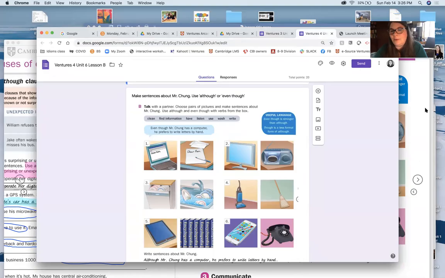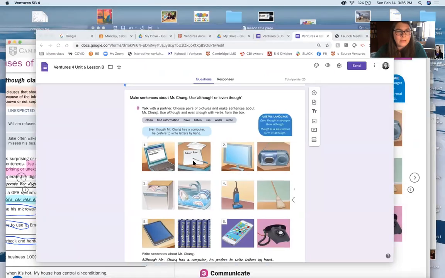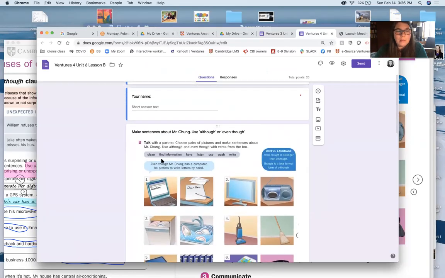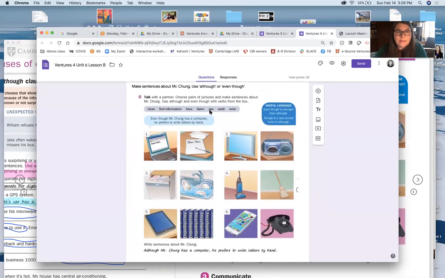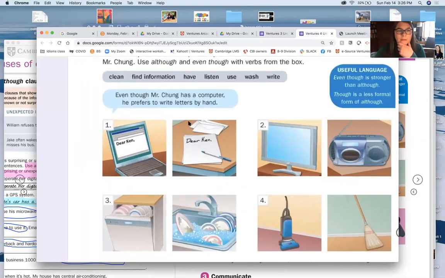Okay. So this right here with the computer and the paper, this is all about Mr. Chung. I put this in the Google picture for you. Make sentences about Mr. Chung. Use although or even though, okay? So it says to use some of these verbs here. You can mix them up. It doesn't matter which one you use, but look at picture number 1.